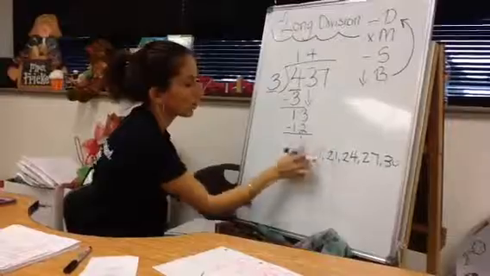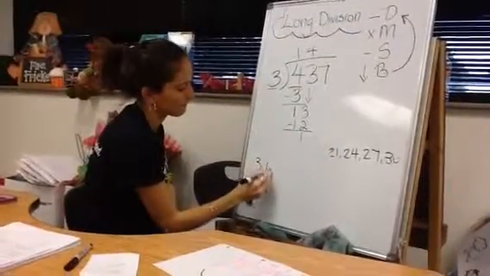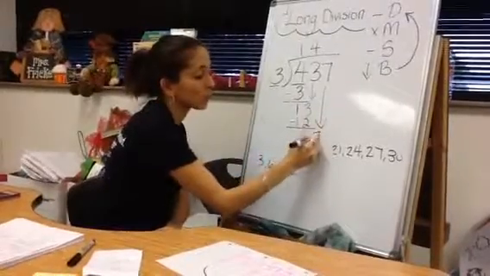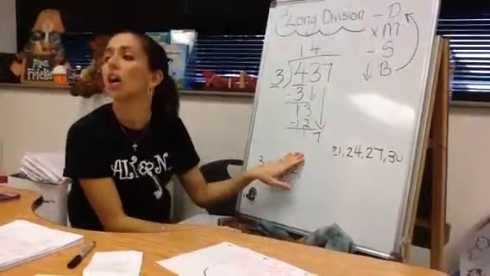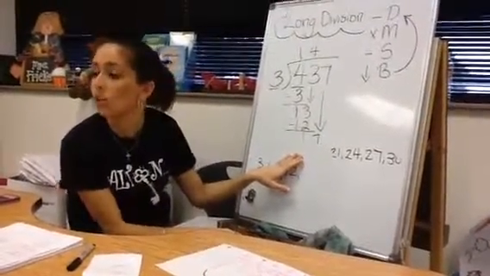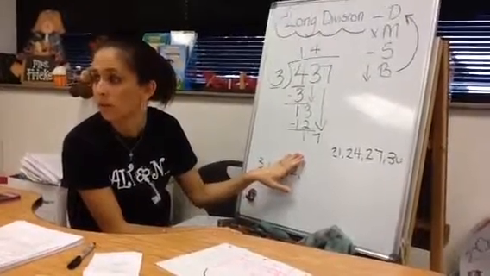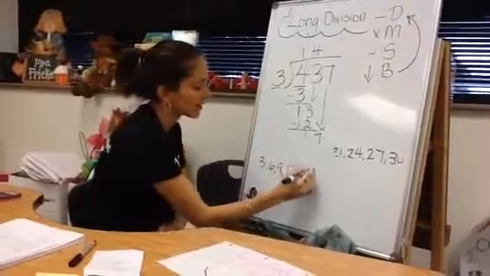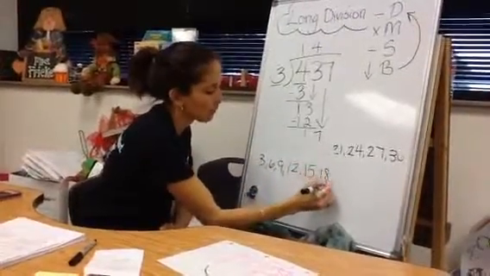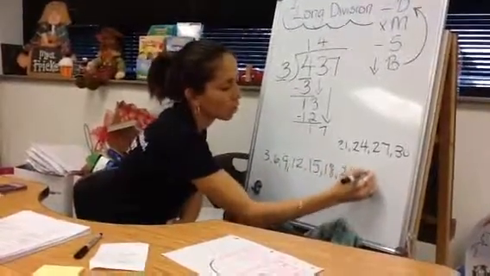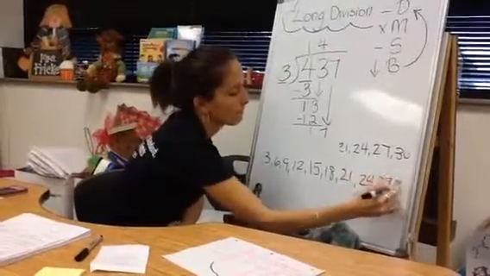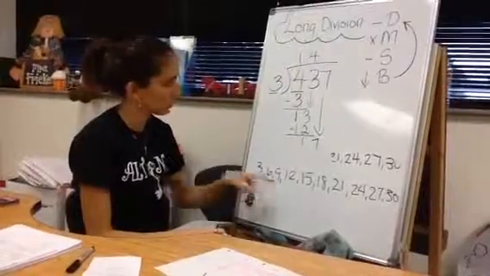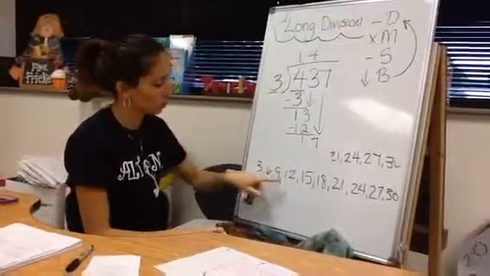But what do I do after that? Bring down your 7. And anytime you bring a number down, you have a new division problem. What is your new division problem? 17 divided by 3. So basically, how many times can I skip count by 3s without going over 17? 5. 1, 2, 3, 4, 5.